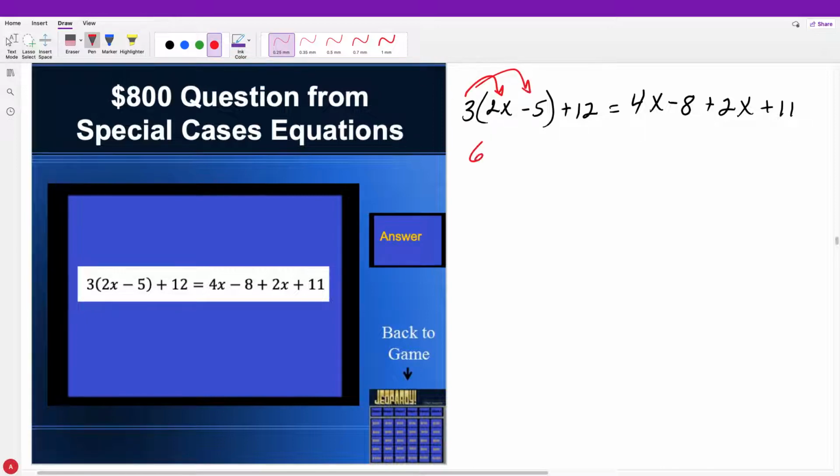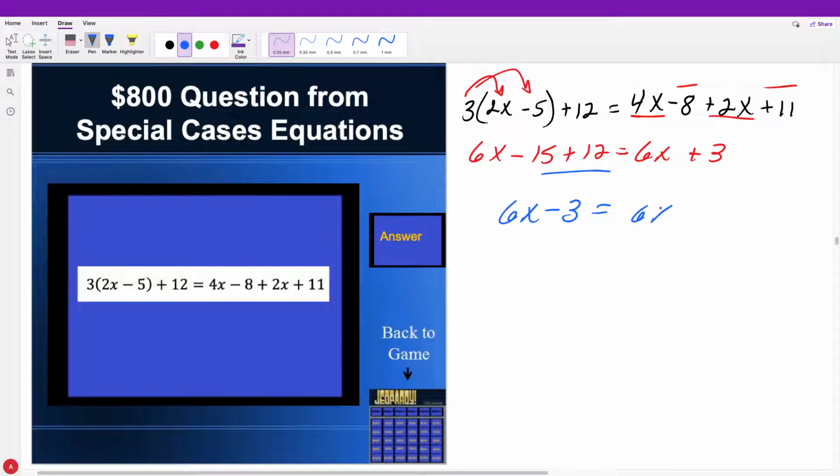So first I need to distribute and get 6x minus 15 plus 12. And on this side, I will combine my like terms right away and get 6x. And minus 8 plus 11 is plus 3. And then here I have minus 15 plus 12. So 6x minus 3 is equal to 6x plus 3. So it's almost the same, but it's drastically different.